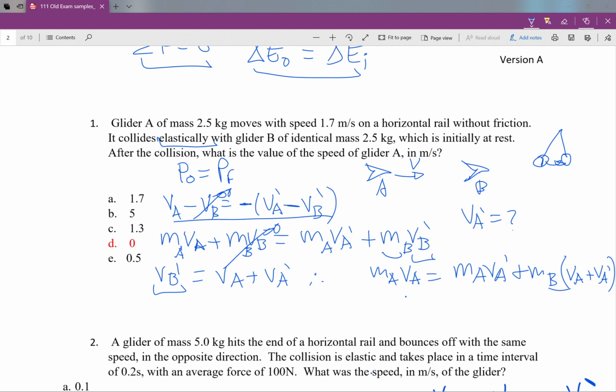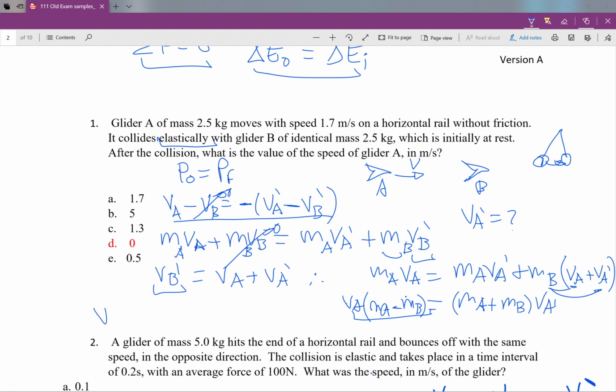Okay, so once we distribute the mass, we can factor out VA prime. Then we have something like (MA plus MB) times VA prime, plus MB times VA. We can subtract that and bring it to the other side, and we can factor out VA, so VA times (MA minus MB). And here is the striking fact: this is the reason why the velocity is 0, and you will see why.